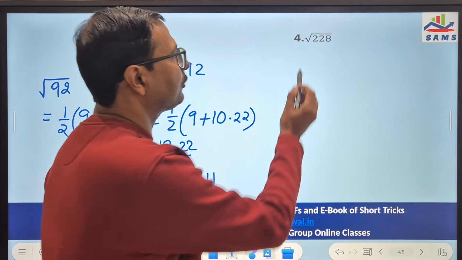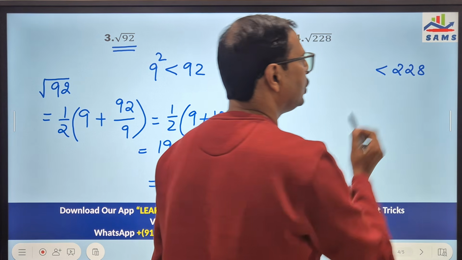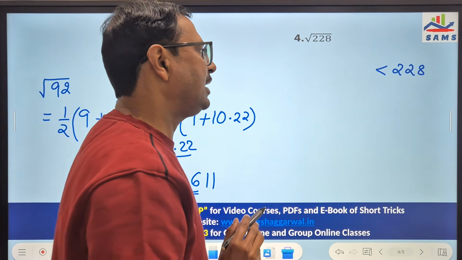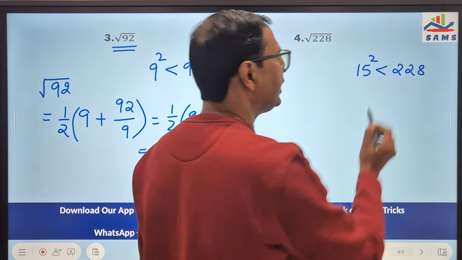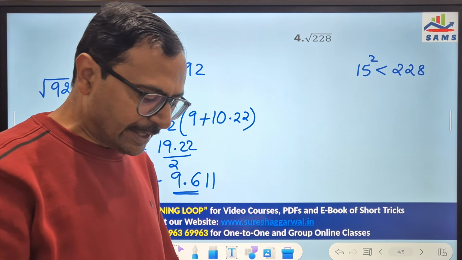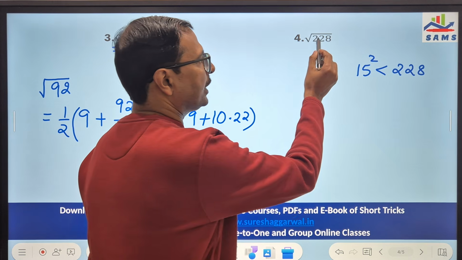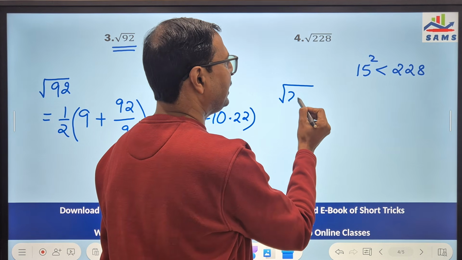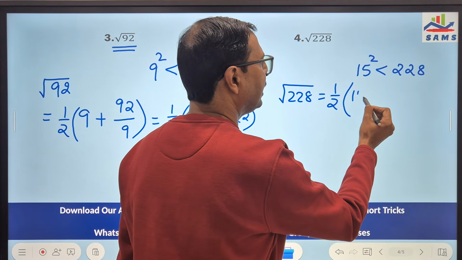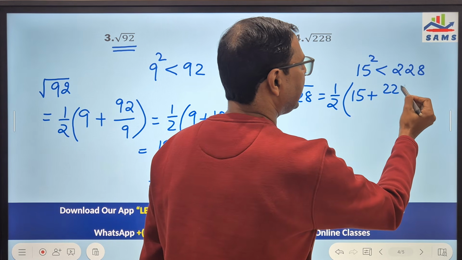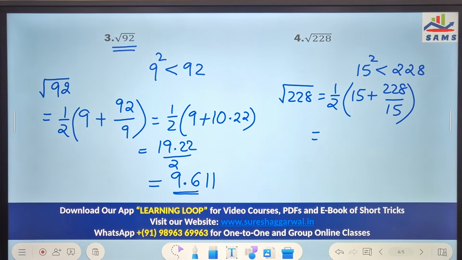How about the square root of 228? 228 is close to 15 square. 15 square is 225. So we get a 15. Then the square root of 228 will be half of the number 15 plus 228 by 15. Now you can check using the calculations.